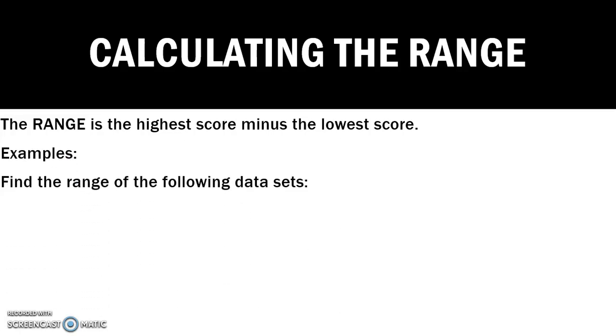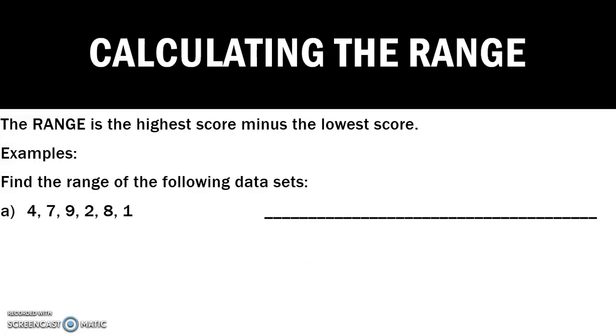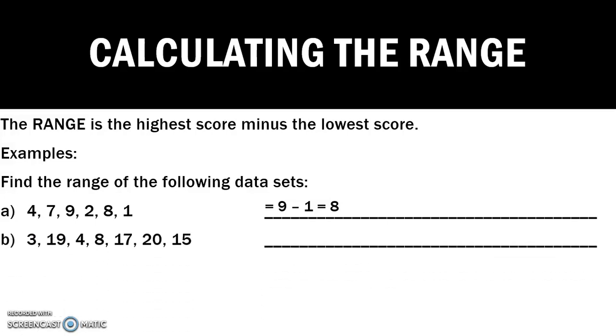We want to find the range with the following data sets. Our first data set is 4, 7, 9, 2, 8, and 1. We want to identify that our highest score here is 9 and our lowest score here is 1. So to find our range, we go 9 minus 1, which equals 8. So our range in this data set is 8. Now for B, we have the data set 3, 19, 4, 8, 17, 20, and 15. Our highest score here is 20 and our lowest score is 3. So 20 minus 3 gives us a range of 17.